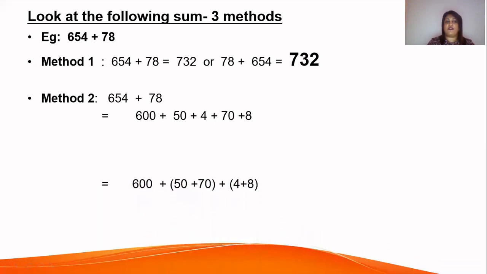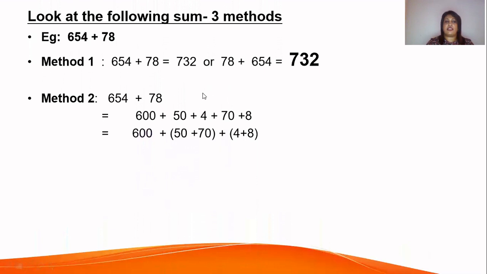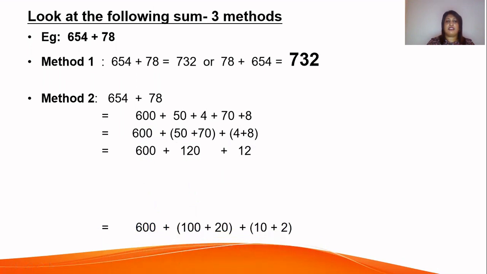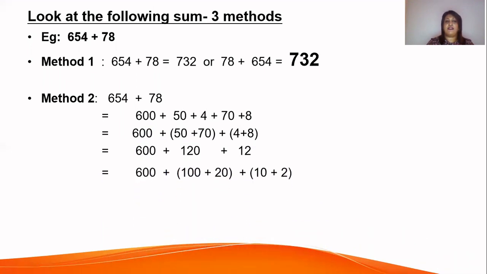Next step, I'm going to group the values. Remember, we grouped the values. So I'm going to say 600, plus 50 and 70, which is my tens, and 4 plus 8, which is my units. So I got 600, 50 plus 70 gives me 120, and 4 plus 8 gives me 12. Then my next step, 600 plus 100 plus 20. Now I'm breaking down 120 into 100 plus 20. So I know the 20s will go into my tens unit. And then I broke down 12 into 10 plus 2. So the 20 and the 10 are going to go together in my next step, and the 2 will be on its own.